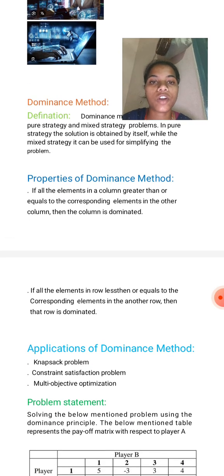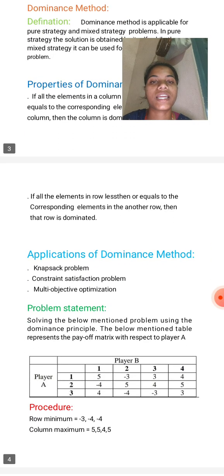So what are the properties of the dominance method? If all the elements in a column are greater than or equal to the corresponding elements in another column, then the column is dominated. The second one: if the elements in a row are less than or equal to the corresponding elements in another row, then the row is dominated.